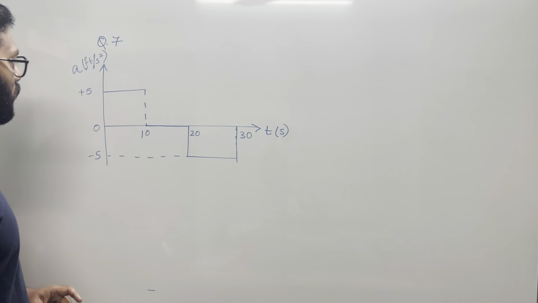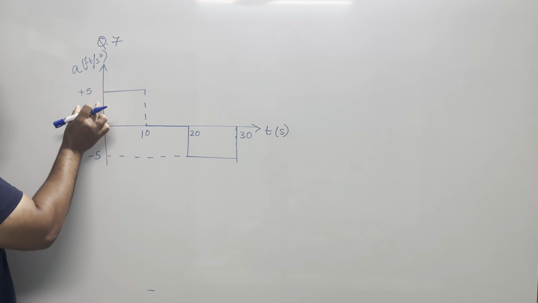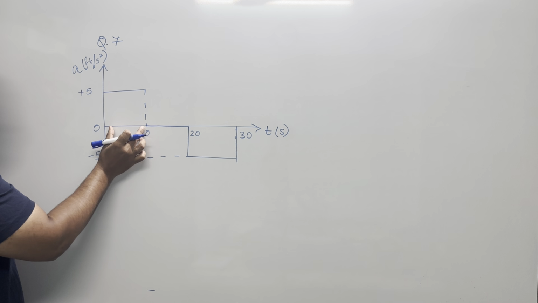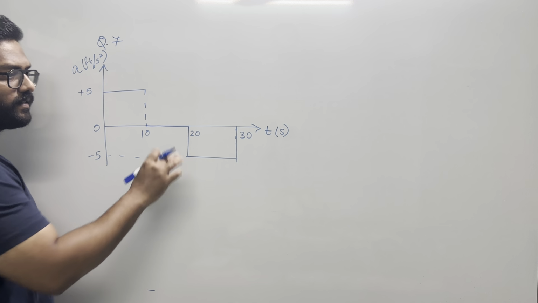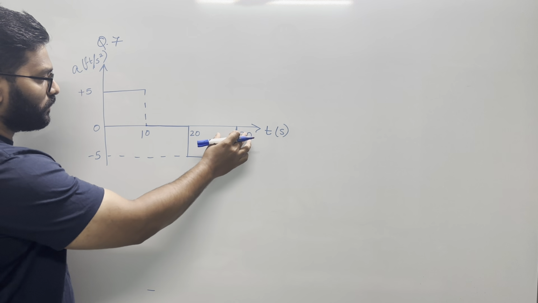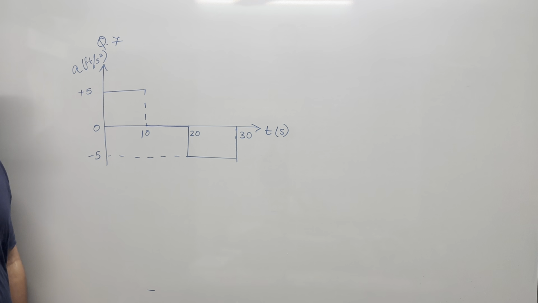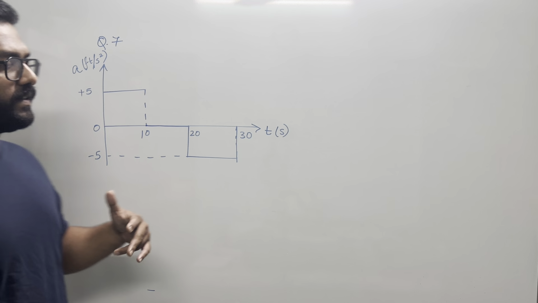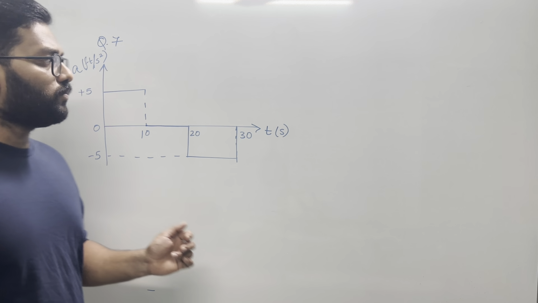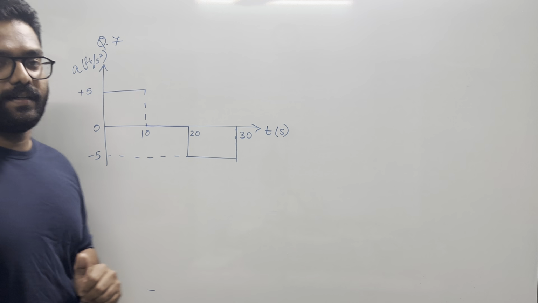Now you can see here the acceleration is plus 5 for the first 10 seconds, then from 10 to 20 seconds it is 0, and for 20 to 30 seconds it is minus 5. It is decelerating. Now what we are going to do to find out the distance is construct a velocity time graph.